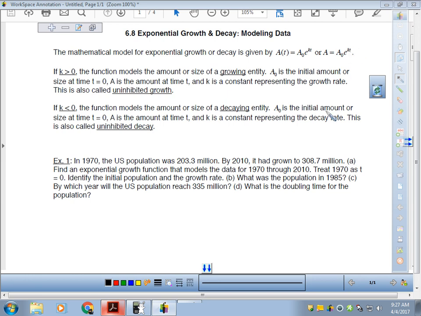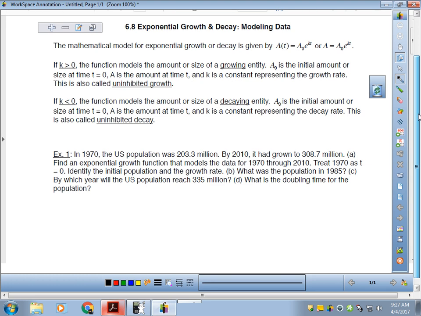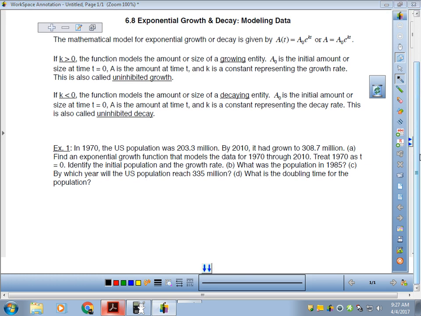Now, if k is a positive number, if k is bigger than 0, then this function models a growing entity, and it is an uninhibited growth. It keeps growing and growing and growing. If k is a negative number, less than 0, then this is a decaying entity, and it's going to keep going smaller and smaller. It's called uninhibited decay. So depending on what value you get for k, you can end up with growth or decay. It just kind of depends. So let's look at an example.